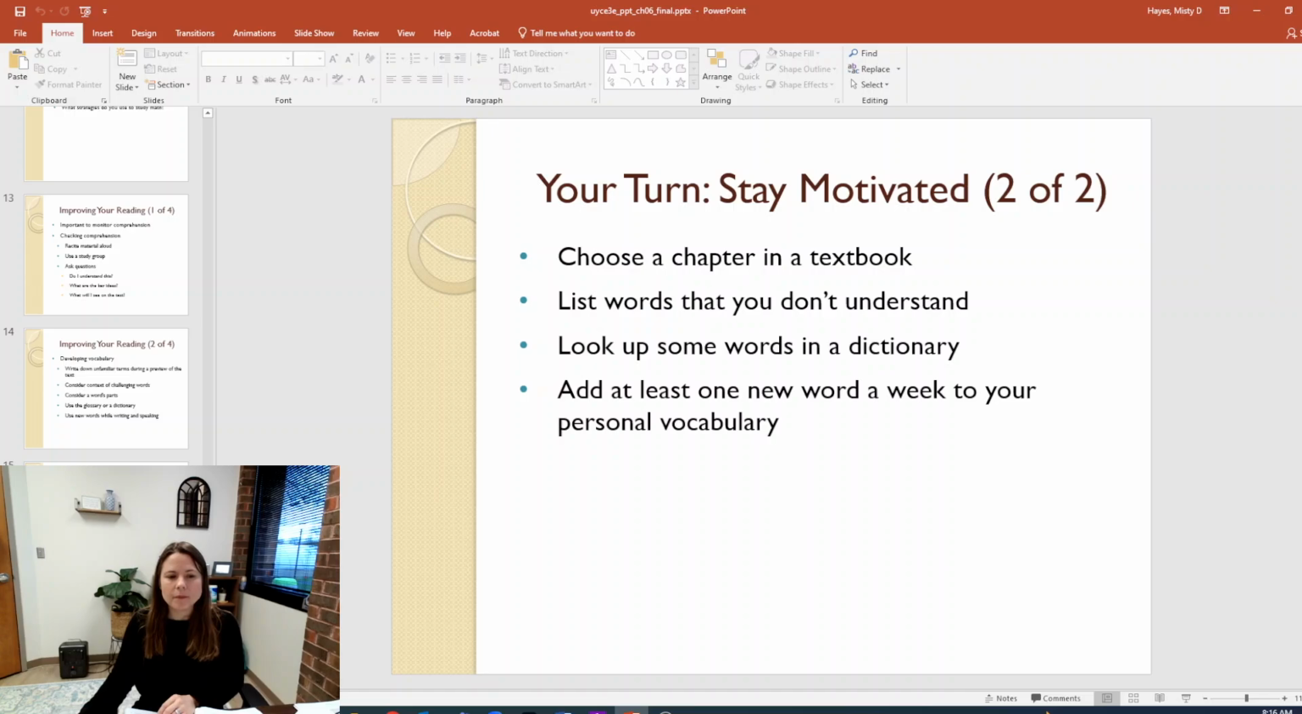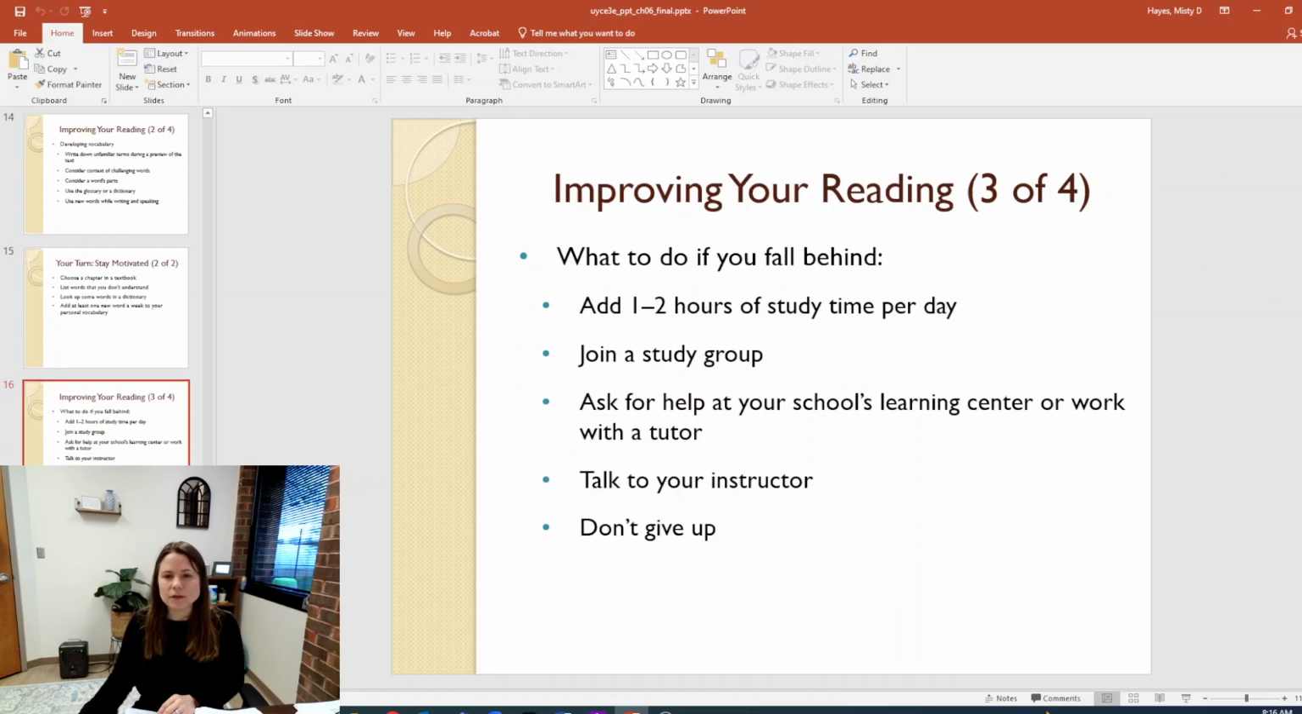Another way to improve your reading is really going to be to join a study group, like I said. Or if you like to work alone, you may need to talk to your instructor. Say, I'm having a little bit of trouble with this section. Can you help me? Or, I've got a big gap in my notes. So don't feel ashamed or afraid to ask for help. If you need a tutor, get help.